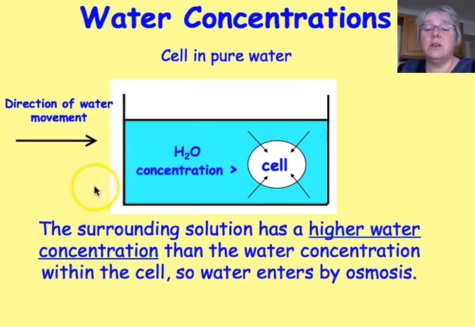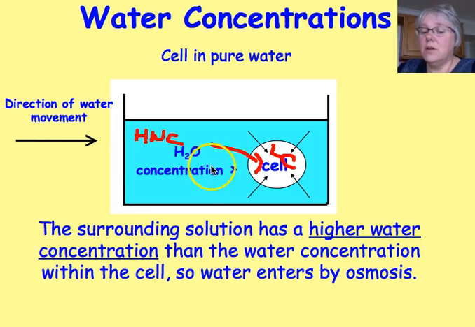Here in this situation here, we're imagining that a cell is placed into pure water. So based on what we've been talking about before, looking at water concentrations, that means that out here is the high water concentration, high WC, and inside the cell will be the lower concentration. I'll just write LC. So the surrounding solution here has a higher water concentration. Therefore, the water will move from outside the cell into the cell by the process of osmosis through the selectively permeable membrane down the concentration gradient.